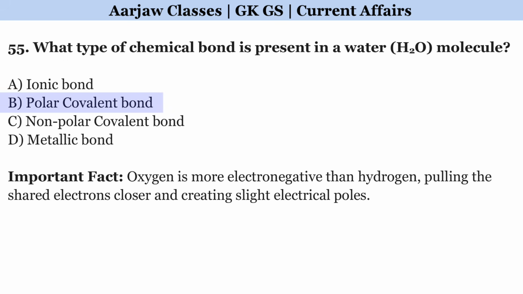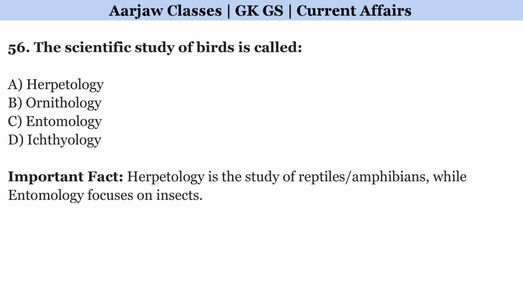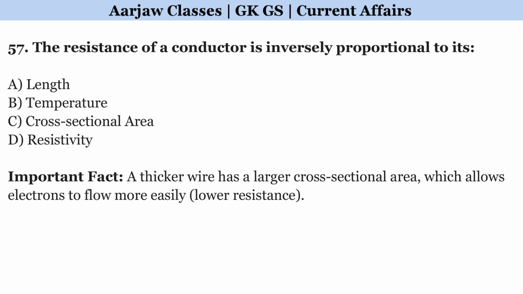Correct option is B. Polar covalent bond. The scientific study of birds is called? Correct option is B. Ornithology. The resistance of a conductor is inversely proportional to its?